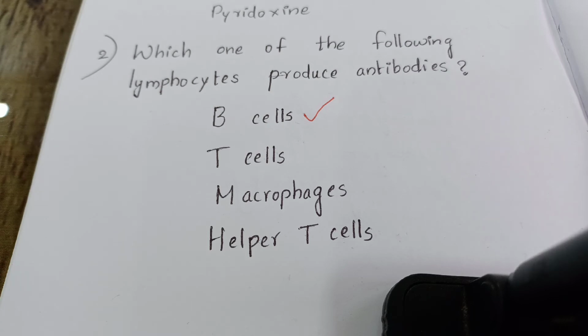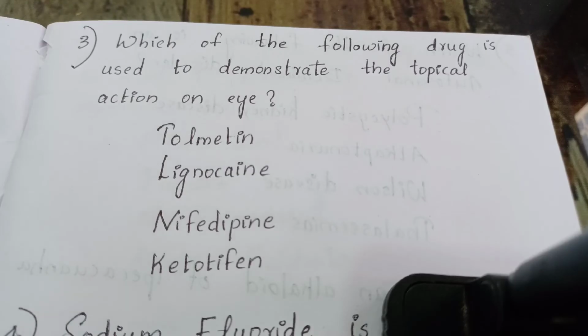The next question is, which of the following drug is used to demonstrate the topical action on eye? Tolmetin, lignocaine, nifedipine, ketotifen. The correct answer is lignocaine, which is also known as lidocaine. It is applied in the eye to cause numbness or loss of feeling before certain procedures. It works by blocking the signals at the nerve endings in the eye.